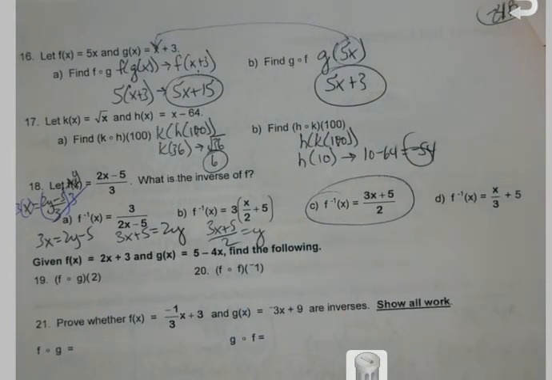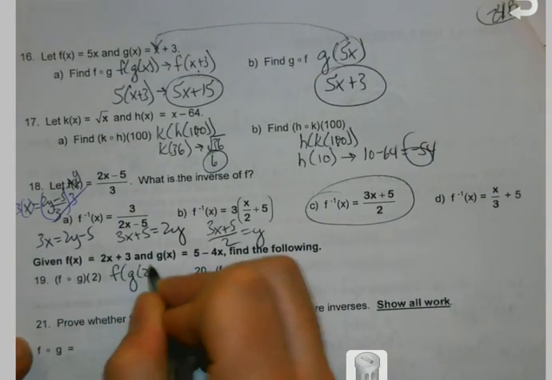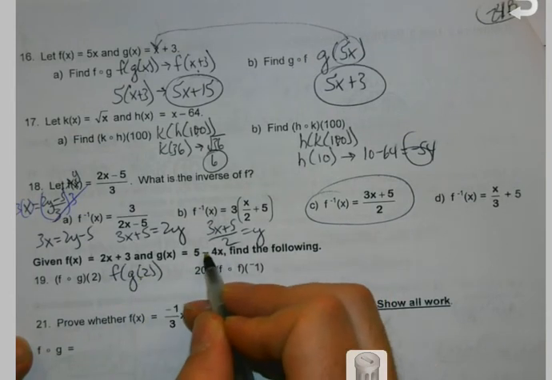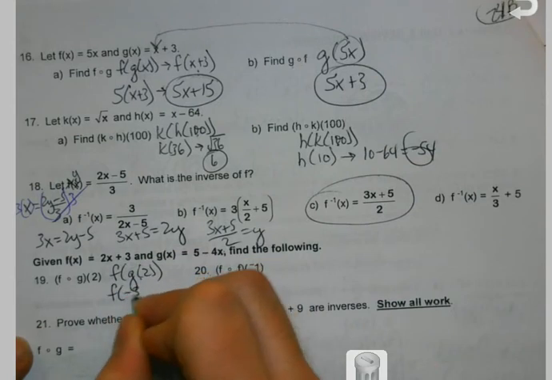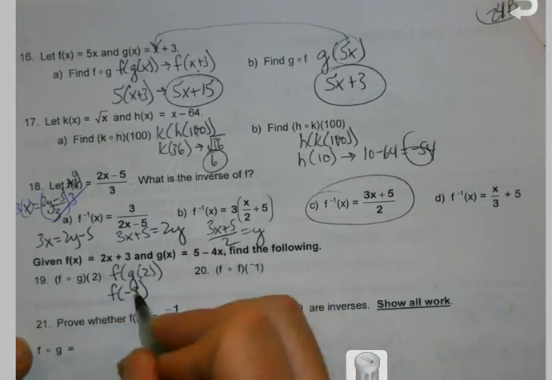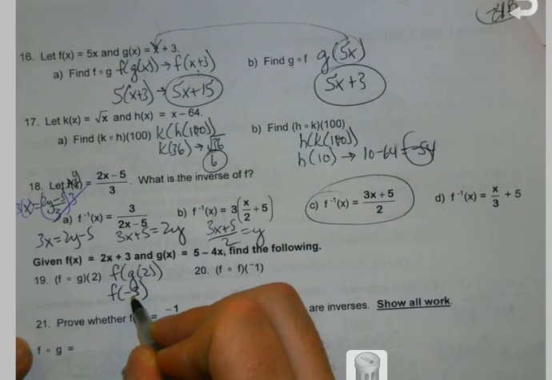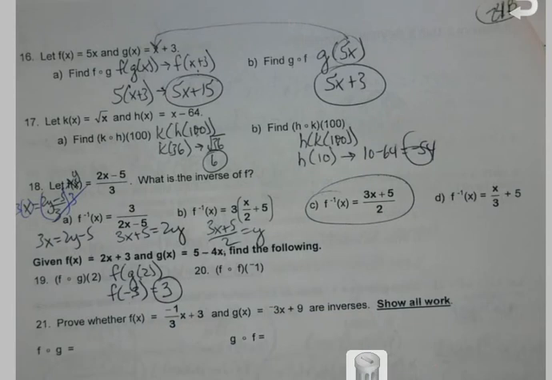And so we just keep seeing the same types of things with all of them. F of g of 2. Plug in 2 into the g. 5 minus 4 times 2 would be 8. So 5 minus 8 is negative 3. Plug the negative 3 in here for x. 2 times negative 3 is negative 6. Plus 3 is negative 3. And I'm good on that one.